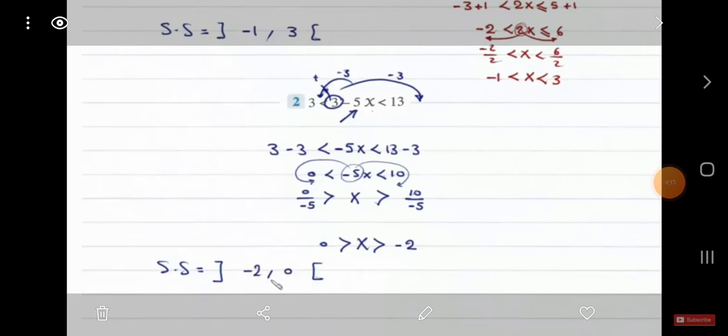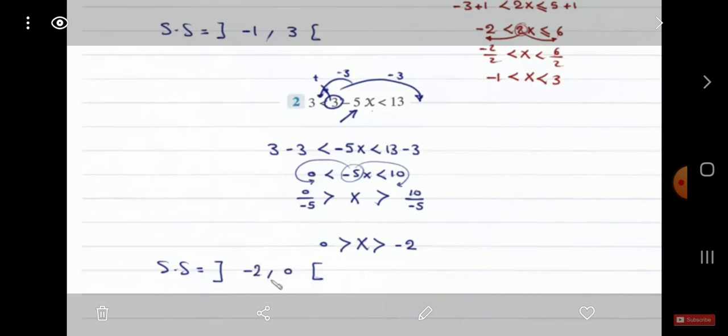Another example, 3 < 3 - 5x < 13. As we see, in 3 - 5x, 3 is positive. We can put negative 3 on both sides of the inequality, right and left. Then 3 - 3 < -5x < 13 - 3. 3 - 3 is 0. -5x < 10.